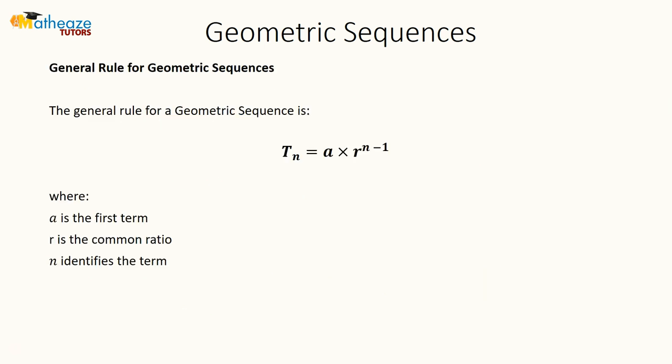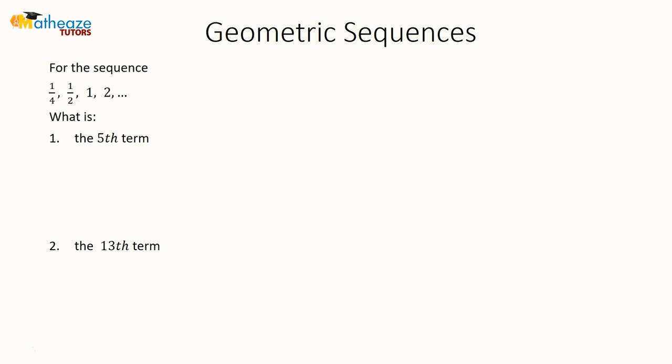Now, when we want to find the nth term of a geometric sequence, we multiply the first term by the ratio to the power of n minus 1. Let's apply that and see how that works. So let's write out our expression first. The nth term is A multiplied by R, which is our ratio, to the power of n minus 1.